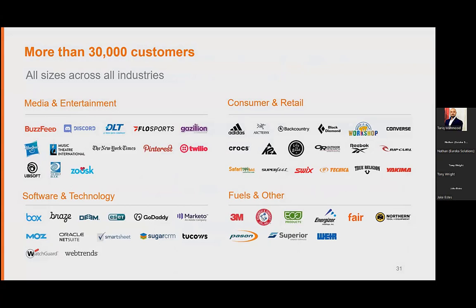And then, to back up our solutions, we work with over 30,000 customers spanning over 95 countries across multiple industries. On this slide, there's a snapshot of some of the brands, and no doubt some of the brands you will recognize, particularly Oracle NetSuite here in this software and technology segment.